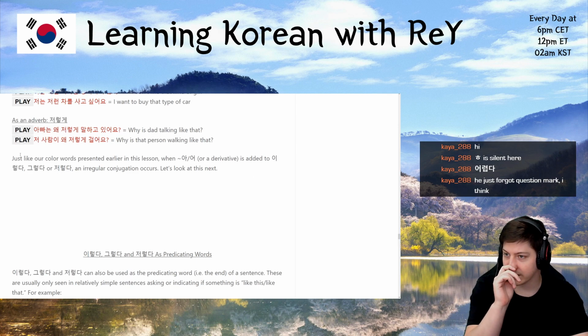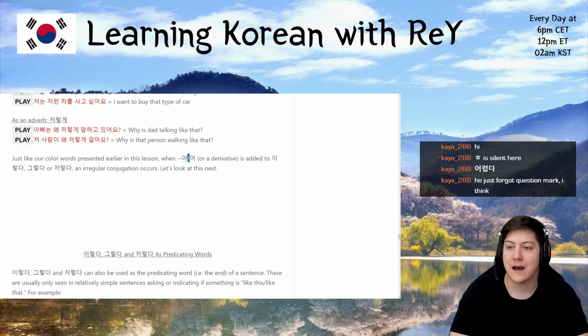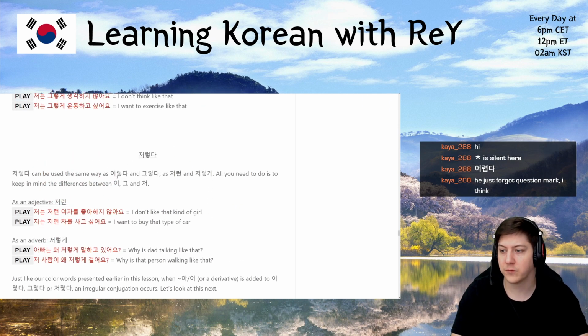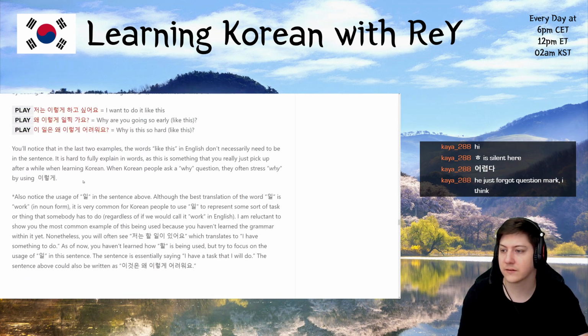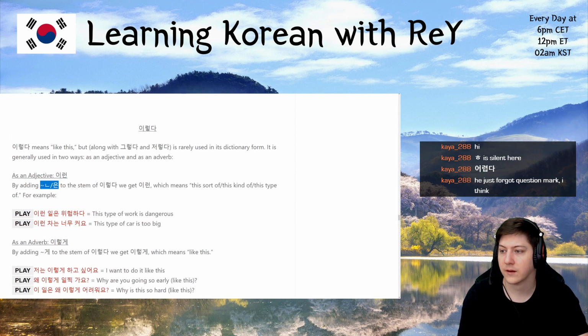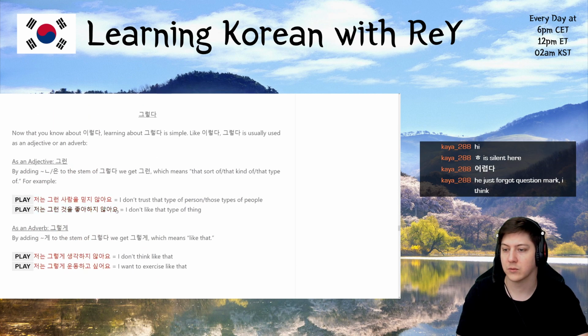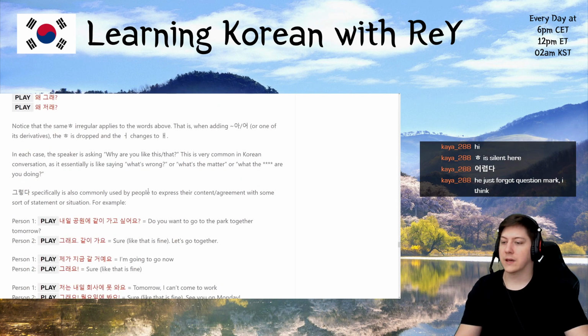Just like our color words presented earlier in this lesson, when A or O, or something that starts with that, is added to irota, kirota, or jorota, an irregular conjugation occurs. Let's look at that next. Okay, so far we learned we can put an N to it, like this one here, or we can use the k to make an adverb. Both of these are not R or O, so now we learn about R or O.